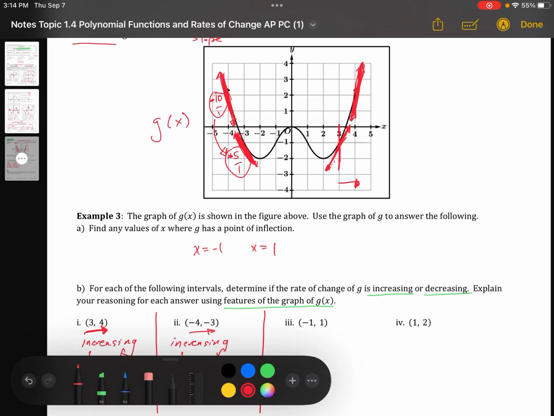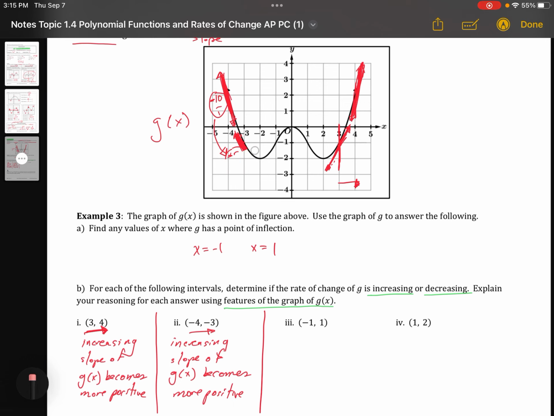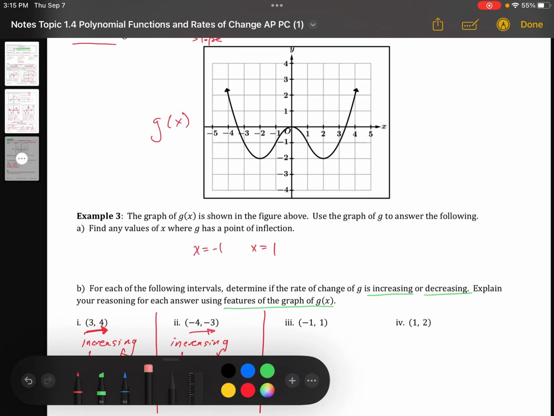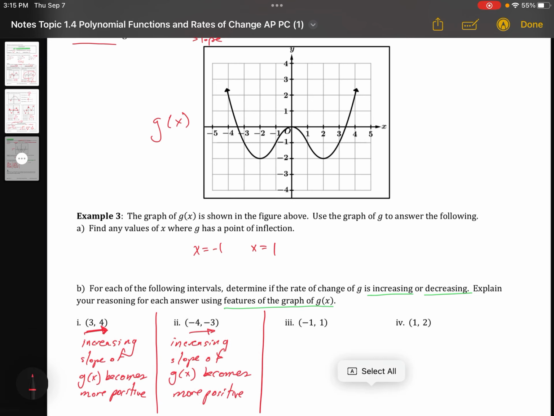Okay? Graph's getting a little cluttered up here. Let me erase it, and then we'll move on to our next interval. I hope this is making sense, looking at the slopes of the beginning and the end of the interval. Okay? All right, negative 1 to 1, going that way. So at negative 1, what does my slope look like? It looks like that. That's a positive slope that's going up, right? It's going up, so we know it's going to be a positive slope. And then at positive 1, we have a negative slope.